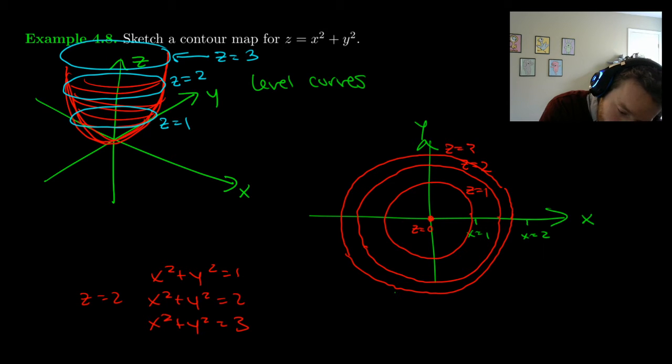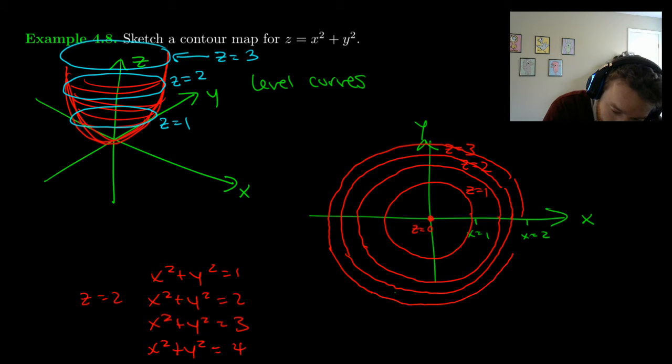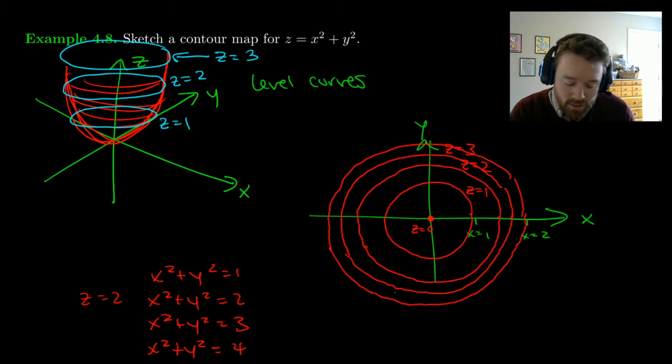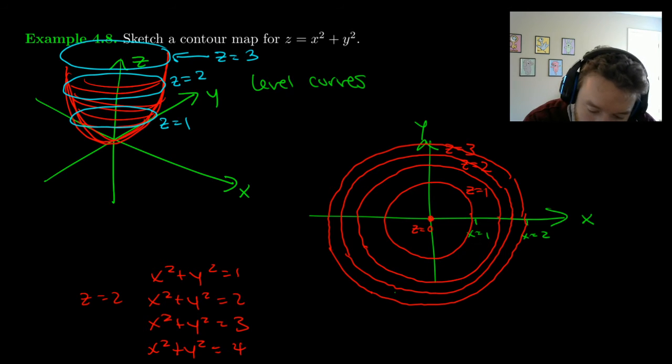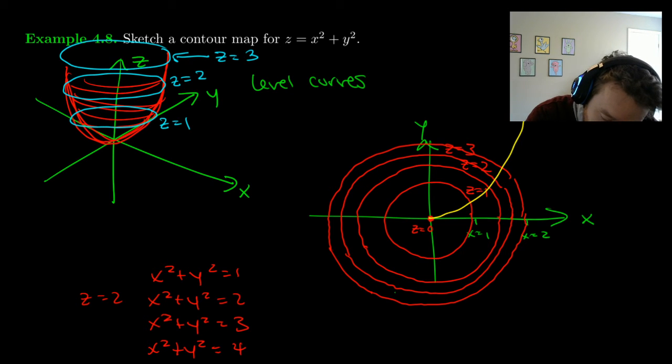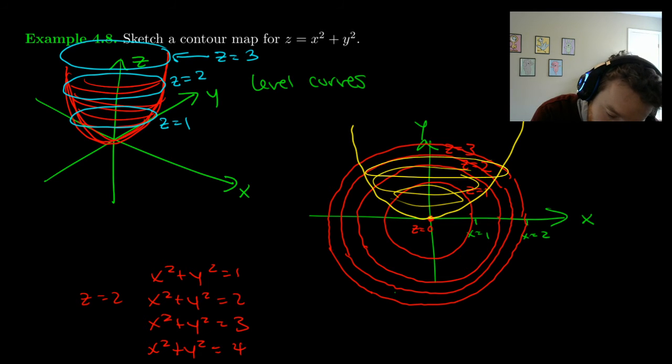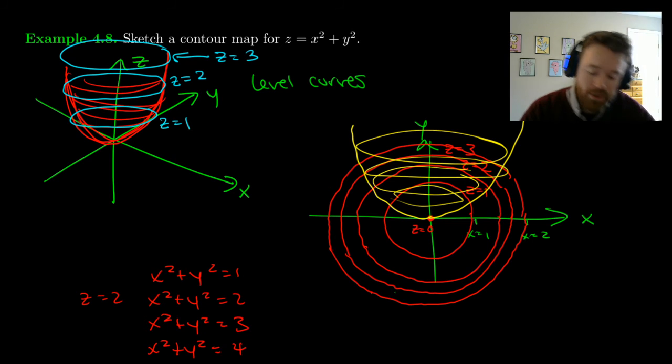Z equals 4. And then finally, let's just draw this last one. X squared plus y squared equals 4. And that's going to be a little bit closer. These curves get closer and closer as z gets bigger and bigger, although it may not look like that in the graph. And I'll just draw what this is coming from. It's coming from something like this, right? It's coming from a paraboloid.